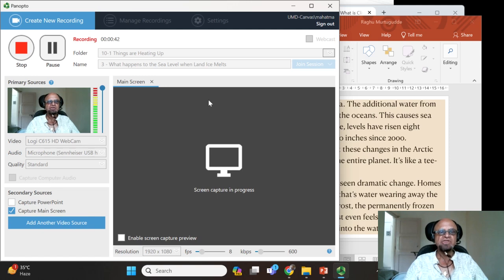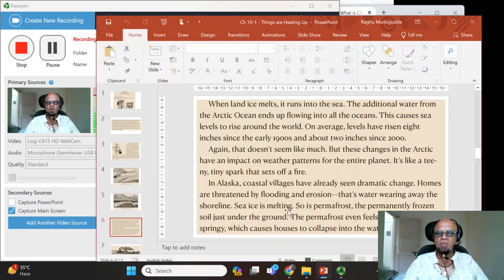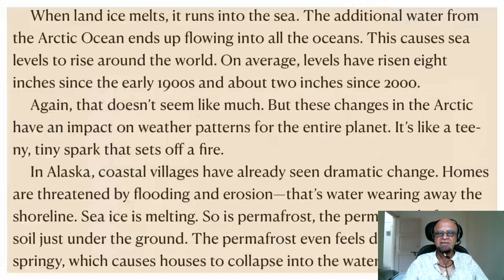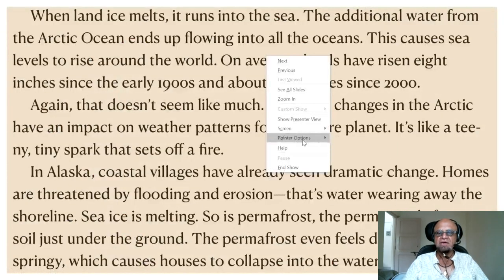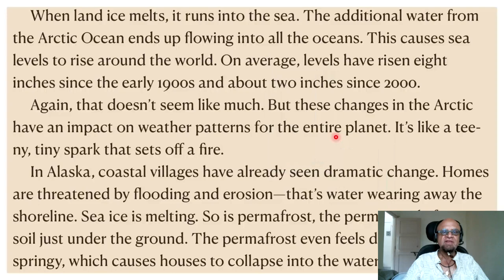So let's continue to look at what happens with the warming as the land ice begins to melt. This is an interesting part, and intuitively you can think about this. Let's say I have a cup of water and it's too hot, so I put some ice in it. If the ice melts, the water doesn't increase because the ice volume is already in the cup.